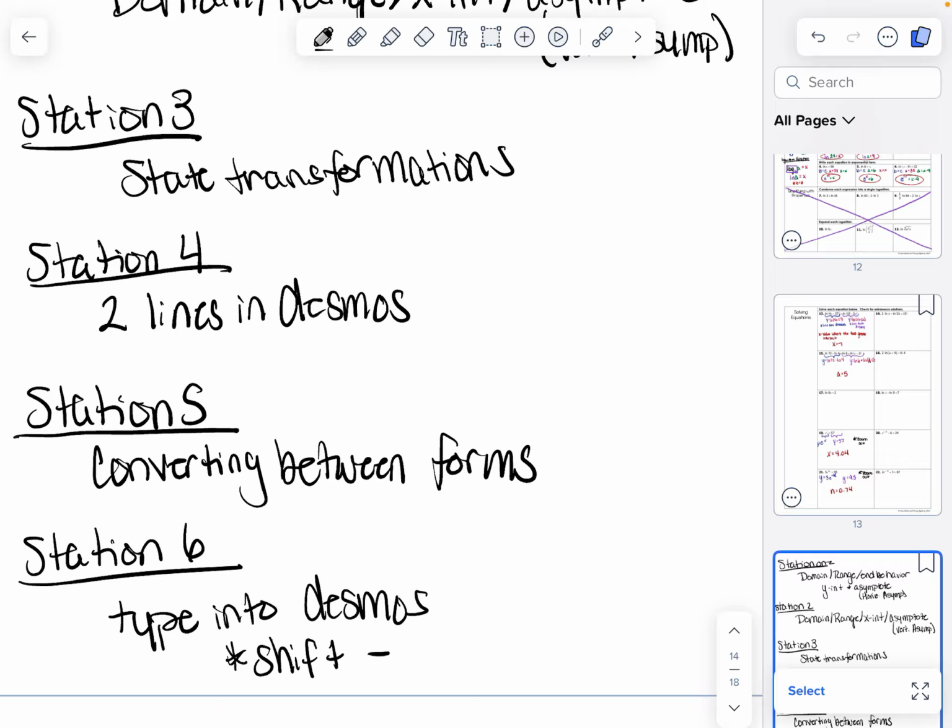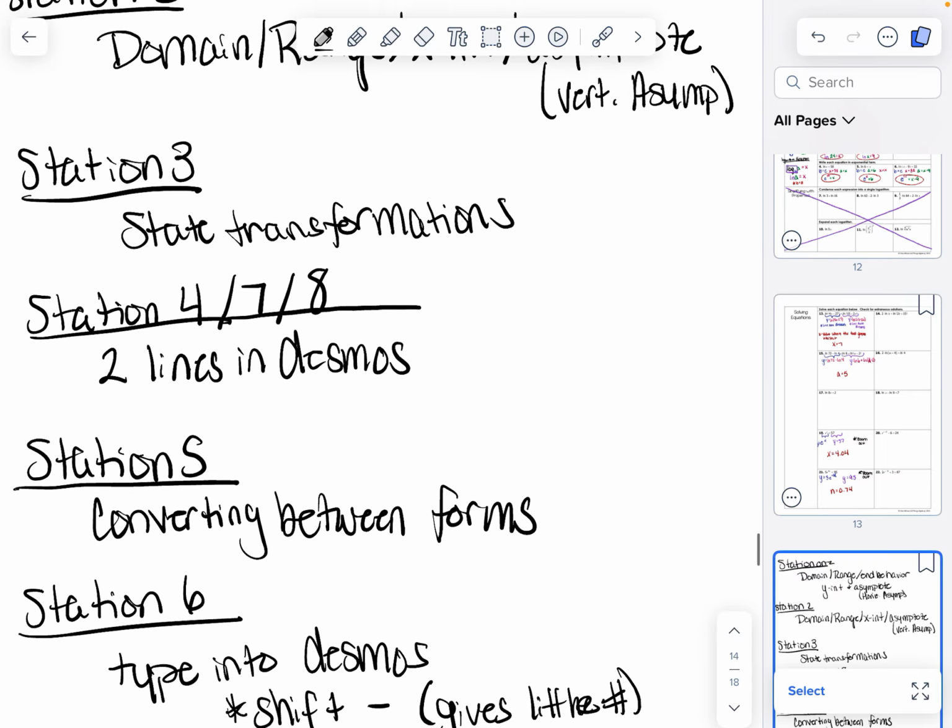And then 7, you are solving for x, so you're going to do what you did in number 4, like we did in the notes today. And 8, you are doing the same thing. So 4, 7, and 8, all in Desmos, as well as station 6, and you're just finding a value. Remember, shift 6 will give you subscripts. And it gives you your little number.